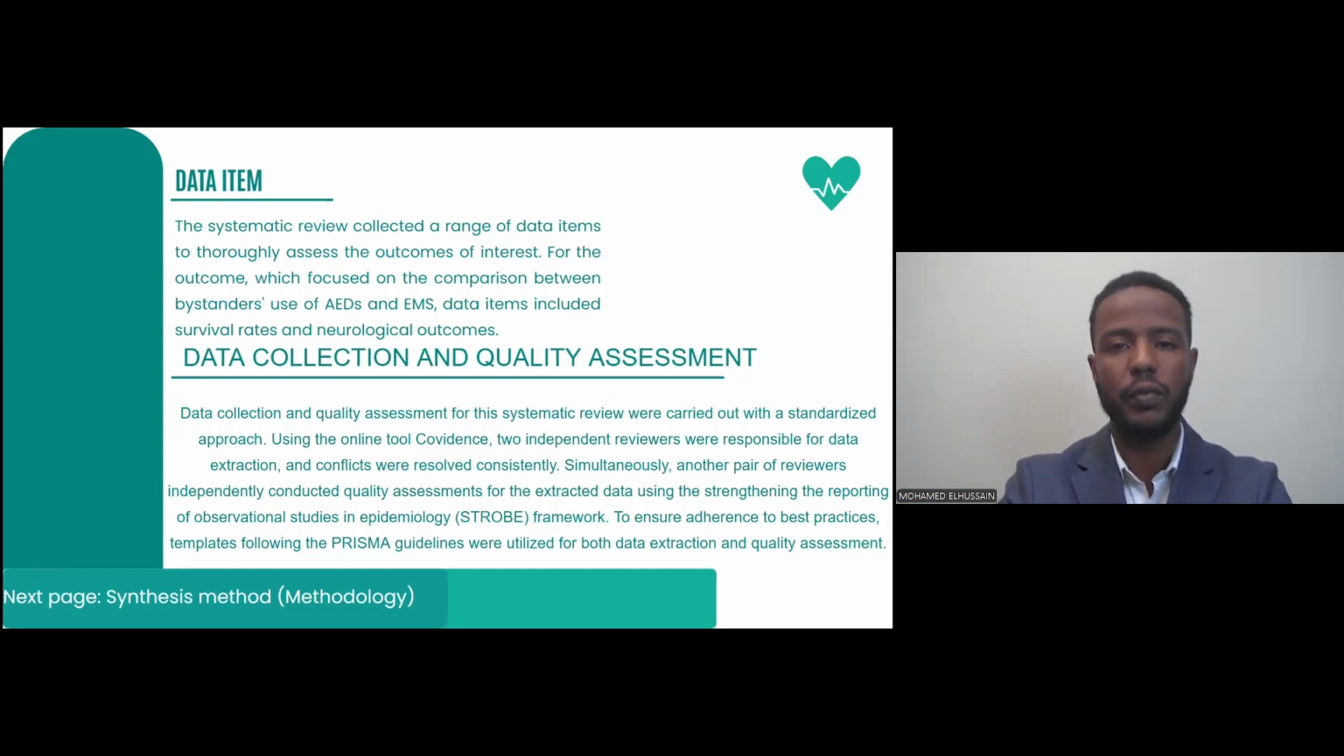Simultaneously, another pair of reviewers independently conducted the quality assessment for the extracted data to make sure that all the data included lack bias and are suitable to be included in this systematic review, using the Strengthening the Reporting of Observational Studies in Epidemiology, short-termed as STROBE framework, to ensure adherence to best practices. Templates following the PRISMA guidelines were utilized for both data extraction and quality assessment.